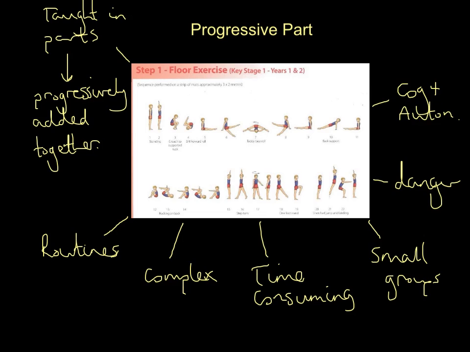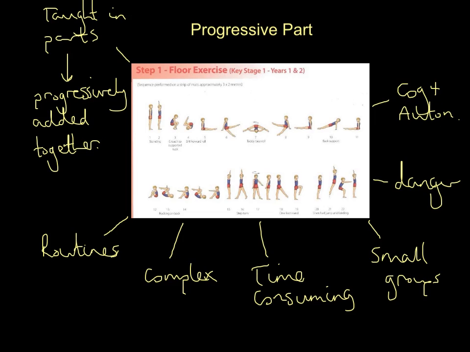This one is great for cognitive and autonomous performers. Like I've said, these are cognitive performers, key stage 1, years 1 and 2. These are elite level gymnasts, but equally, elite level gymnasts will not just put their Olympic routine together in one go and practice it. They will progressively add it together part by part, stage by stage.